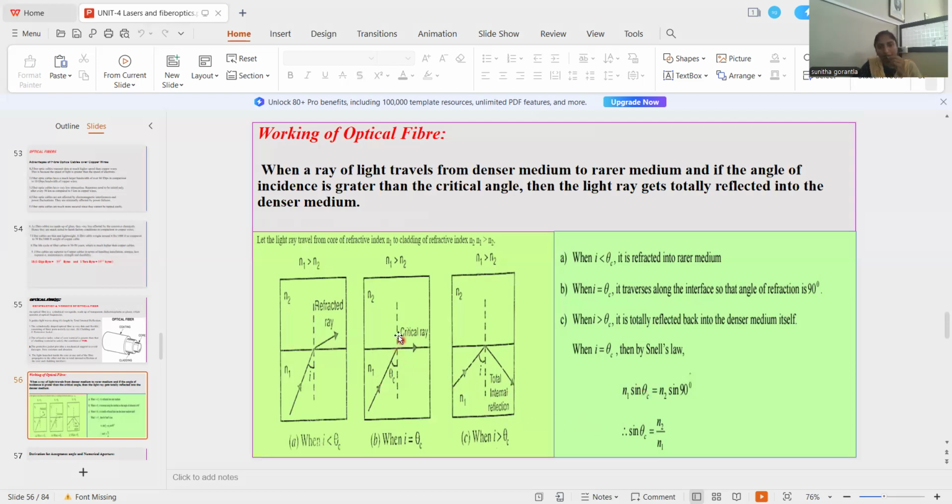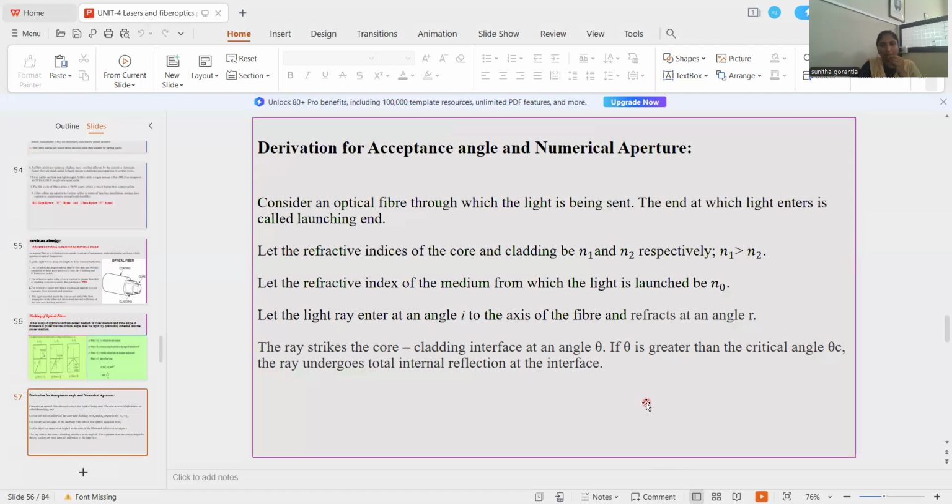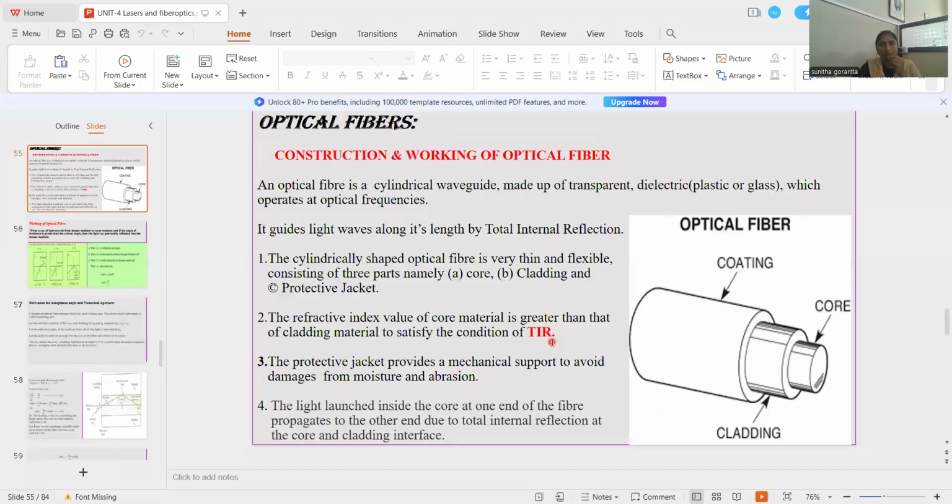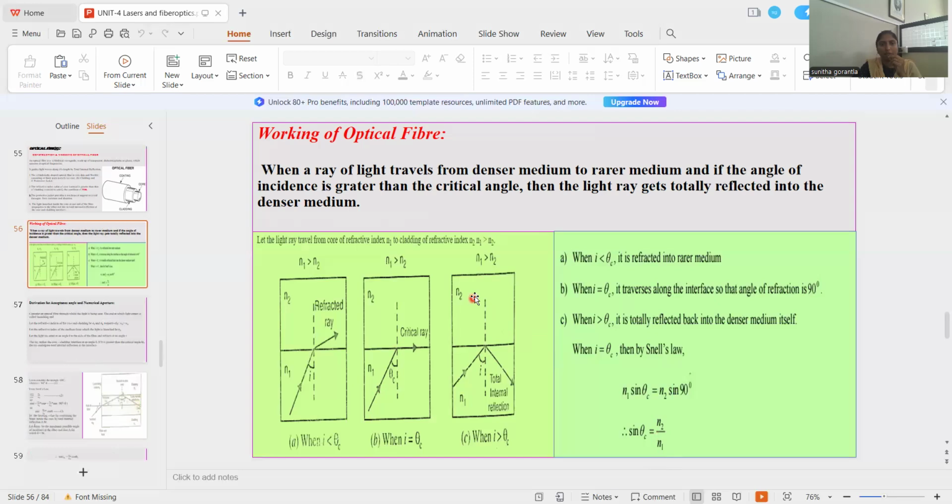When we apply Snell's law at this condition, N1 sin theta c is equal to N2 sin 90. The angle of refraction here is 90 degrees. From this, sin theta c is equal to N2 by N1, since sin 90 is equal to 1. This is the principle of the optical fiber.